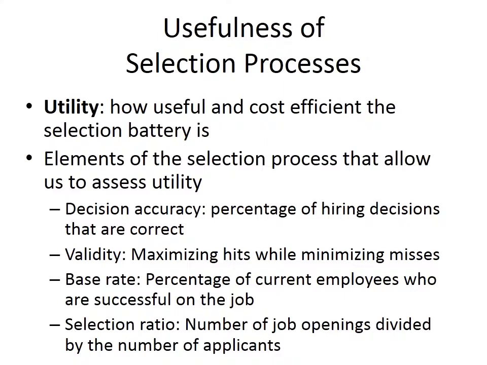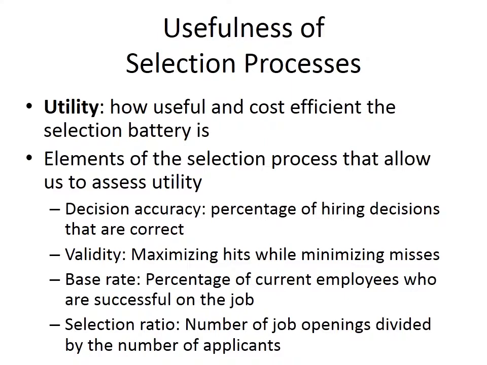So the elements of the selection process that allow us to assess utility are the accuracy, the percentage of hiring decisions that are correct; the validity, maximizing hits while minimizing misses; the base rate, the percentage of current employees who are successful on the job; and the selection ratio, the number of job openings divided by the number of applicants. So this is bringing judgment and decision-making research from another field of psychology into helping us as IO professionals try to sell the usefulness of the decisions that we're bringing to organizations.